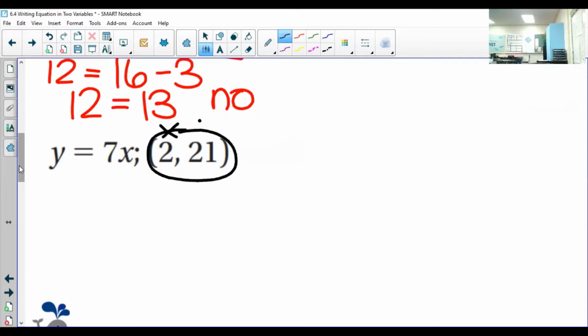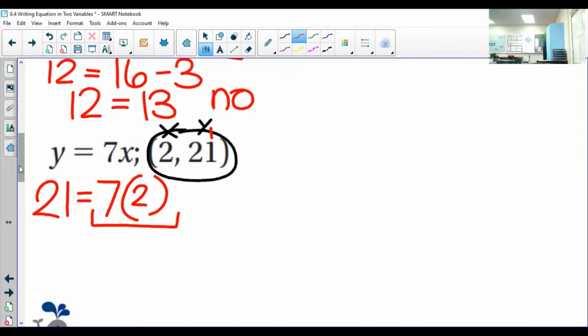X equals 2, y equals 21. So we're going to come over to our equation. Y equals 7x. Y is 21, so I'm going to put 21 here, equals 7 times x is 2, so we're going to put that there. Okay, now we need to see, does this side of the equation equal 21?